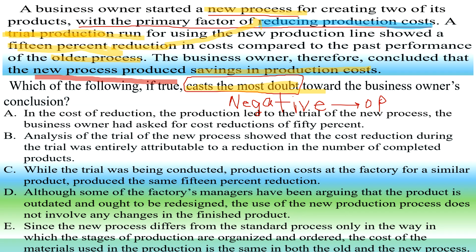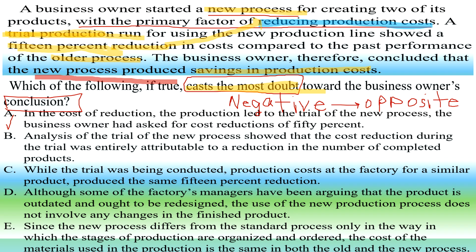So now, if there's a conclusion made between A, B, C, D, and E, it has to be something that's opposite to what the business owner concluded. So what's the business owner's conclusion? Something that happened opposite to what he thinks. So let's go over these. In the cost of reduction, the production led to the trial of a new process. The business owner had asked for cost reductions of 50%. Okay, that's okay. But let's maybe, possible, so I'm going to put a check here.